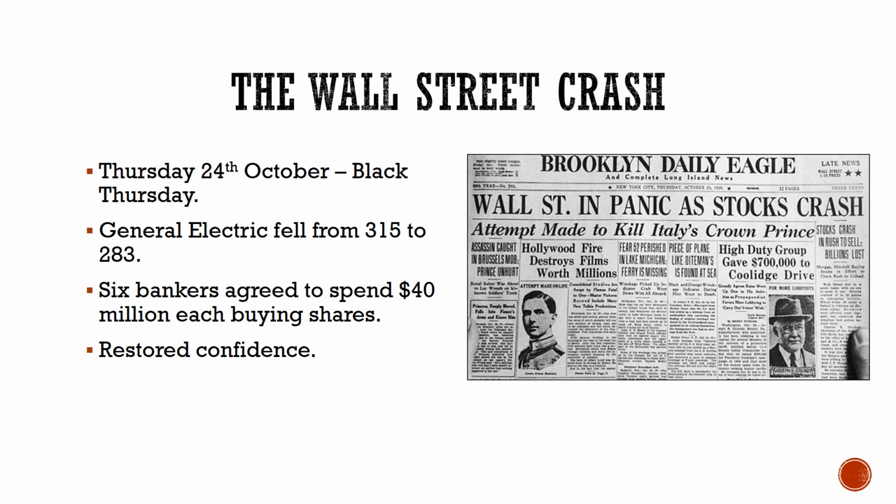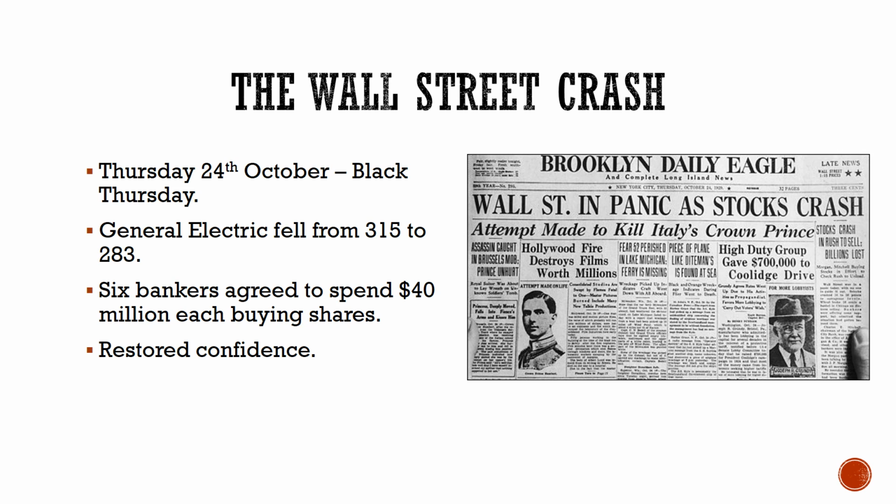And then it hit crisis point on Thursday, the 24th of October. That became known as Black Thursday, as share prices fell faster and lower than any time before or since. For example, General Electric fell from 315 points to 283 points on the stock market. Another example, US Steel fell from 205 points to 193 points.